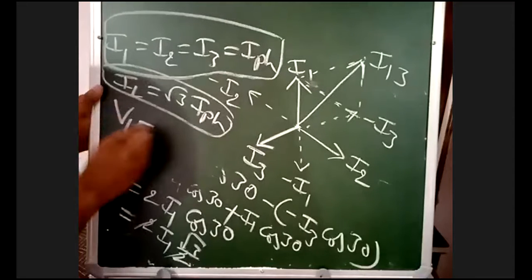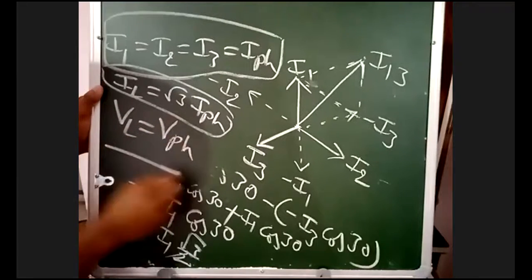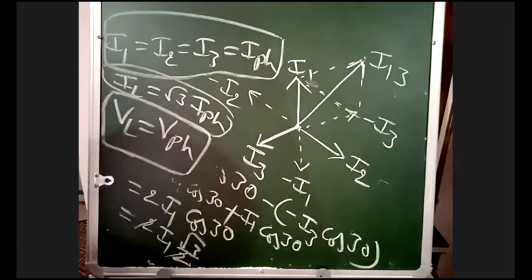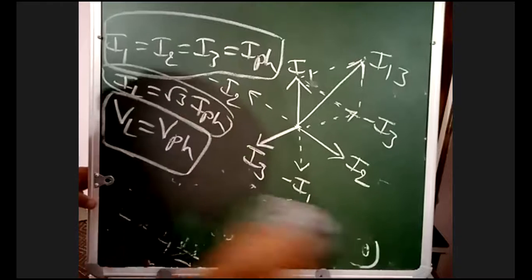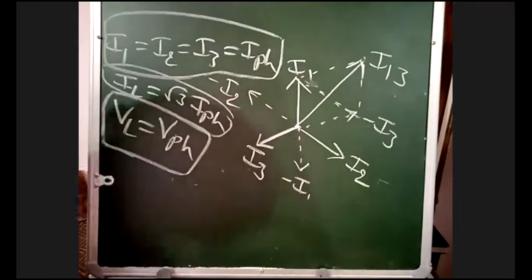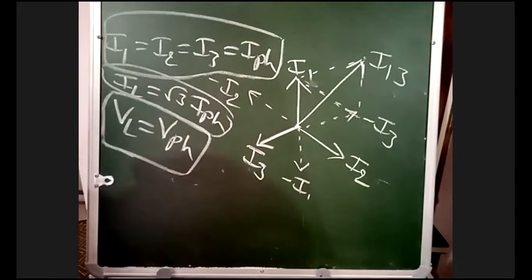And VL is equal to V phase in delta connection. In delta connection, in a parallel circuit, voltage will be the same. VL is equal to V phase. Regarding the relation between IL and I phase, only in the exam they'll ask VL is equal to root 3 V phase, for the star connection only.